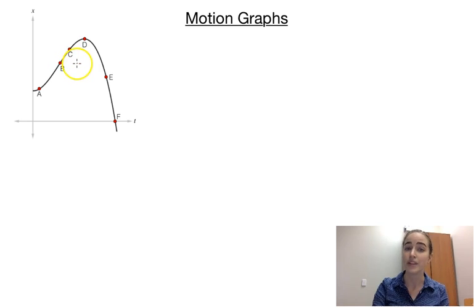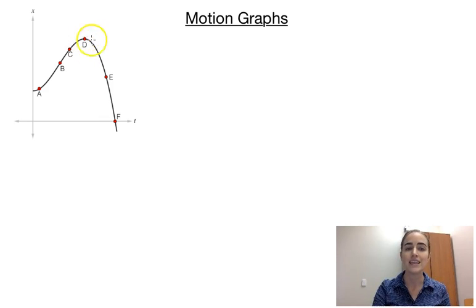So that brings us to point C. It's still moving to the right because we've still got a positive gradient, which means our velocity is positive. So it's still moving to the right, but now because it's concave down, that means acceleration's negative. So we've got a positive velocity and a negative acceleration. That means it's slowing down. So at point C, it's moving to the right, but it's slowing down.